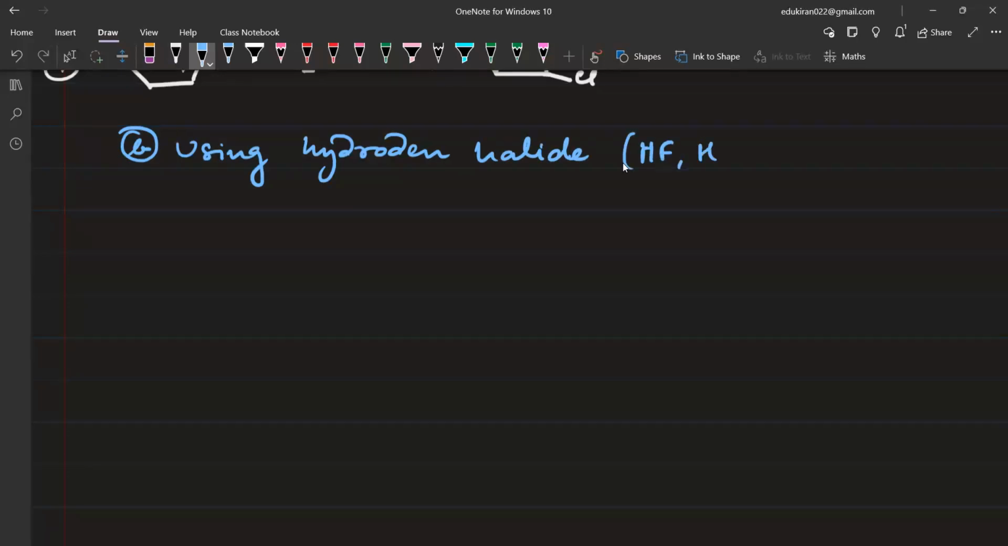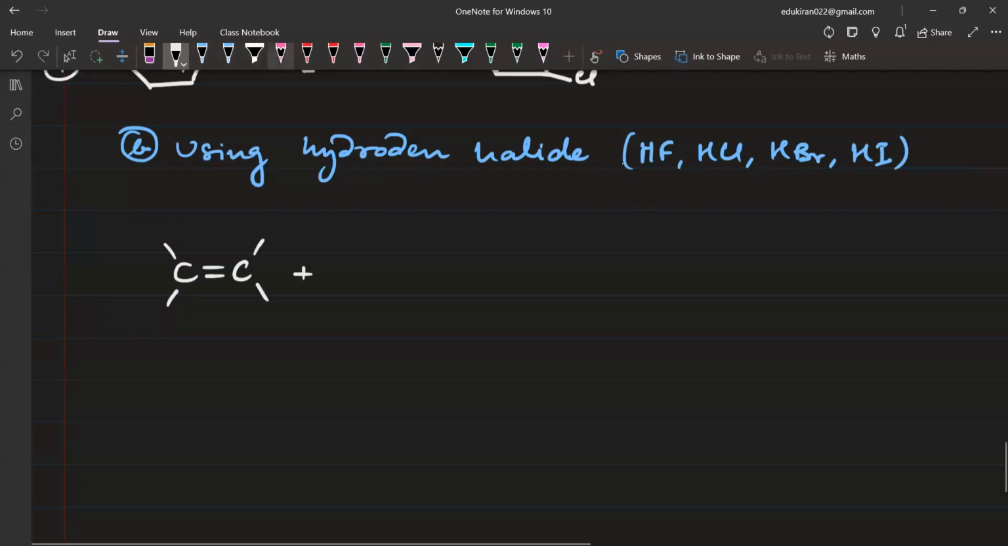This is HF, HCl, HBr, and HI. These things. Okay? So please write. When you have carbon double bond carbon, like this, a general alkene, and you react this with HX, then what happens? One of the carbon atoms gets hydrogen and the other carbon gets the halogen atom. The other two groups, whatever were attached that we have not shown, remain as they are.